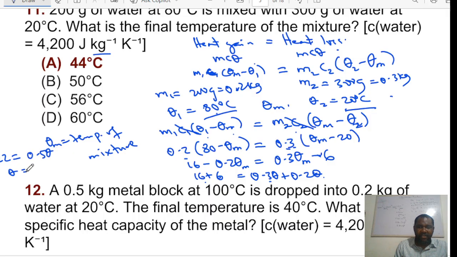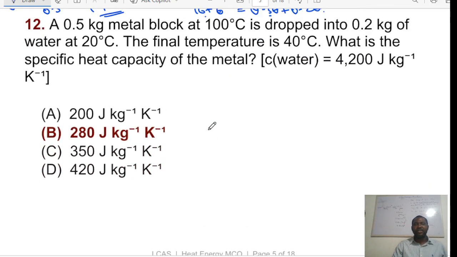So you're going to have theta now to be equal to 22 divided by 0.5, which is 44 degrees Celsius. That's the temperature of the mixture. Very, very interesting. Very life-changing. Okay. Now that leads us to the second one.